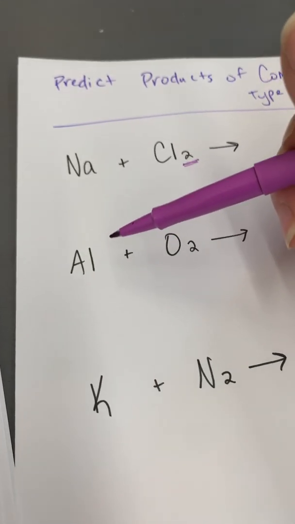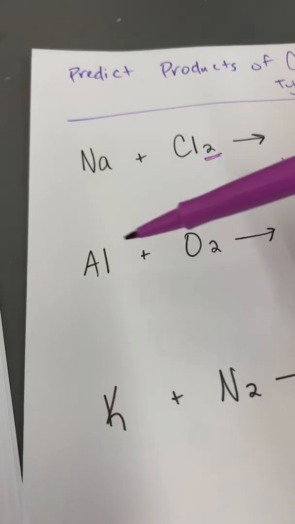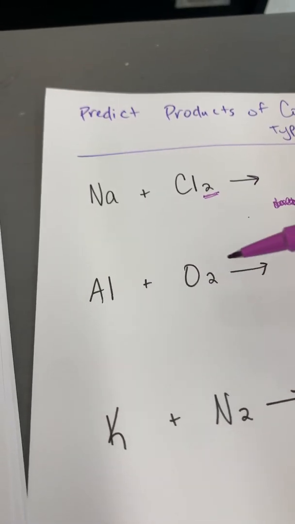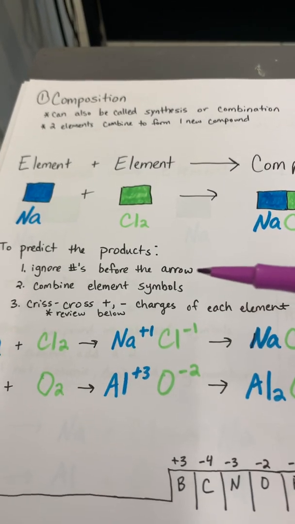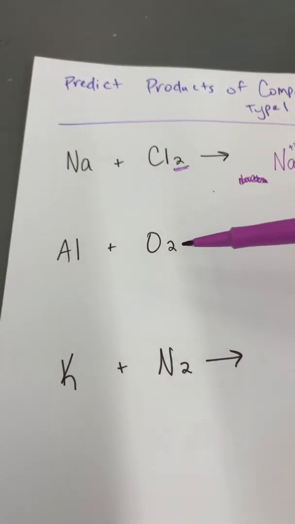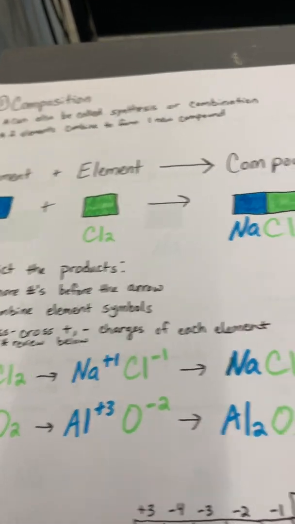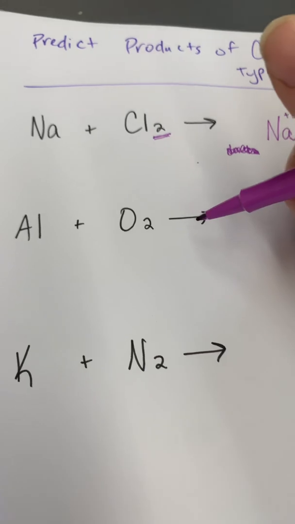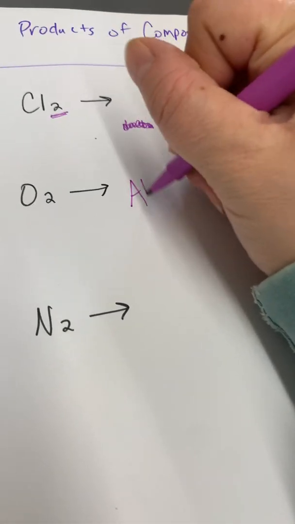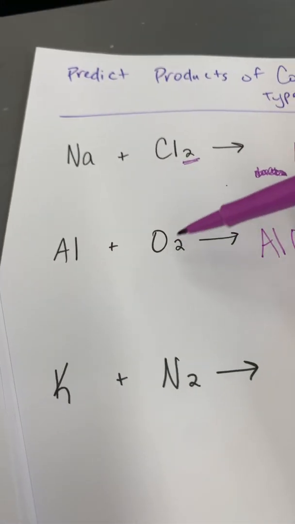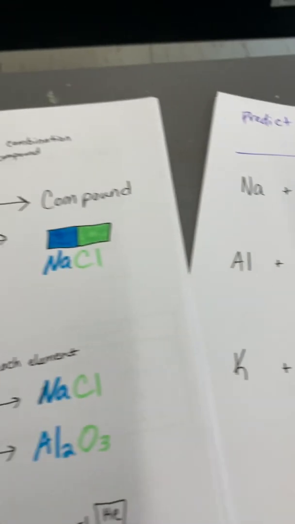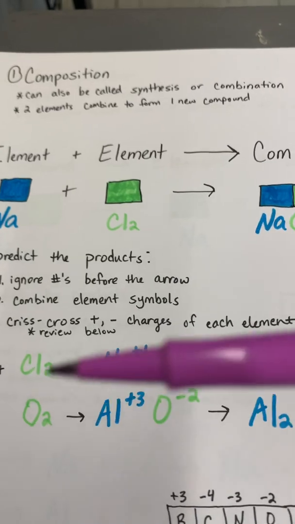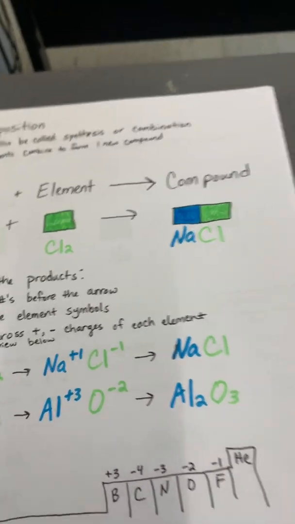Sample reaction number 2. We have Al plus O2. Element plus an element, it's going to be composition. So we go over here. Step 1, ignore the numbers before the arrow. So that 2, we're not going to bring it with us. Step 2, combine your element symbols. So my element symbols, Al and O, I'm going to combine them without the plus in between, and I'm going to ignore this little 2. And then step 3, crisscross the positive and negative charges of each element.